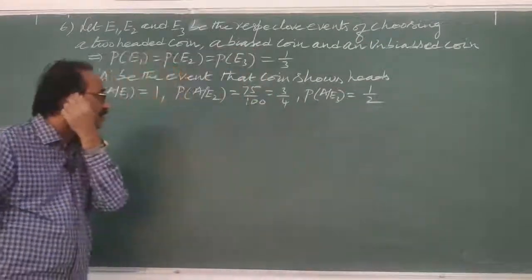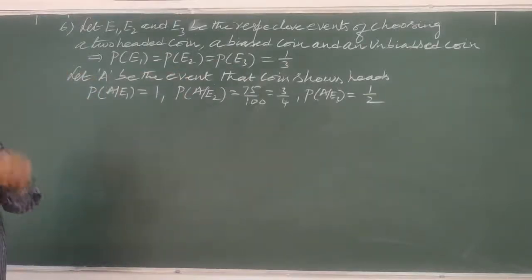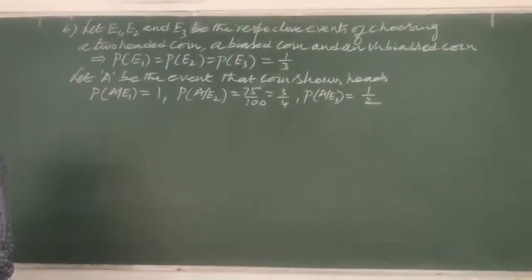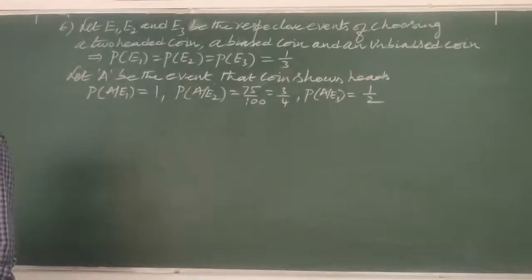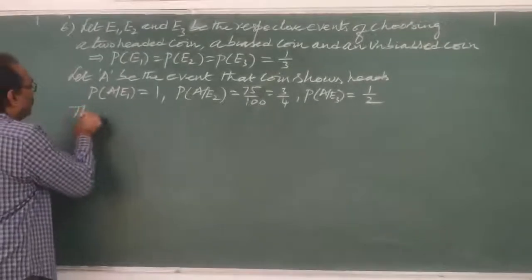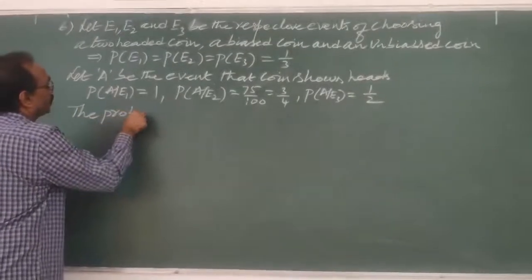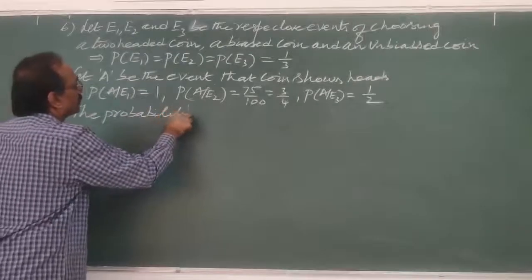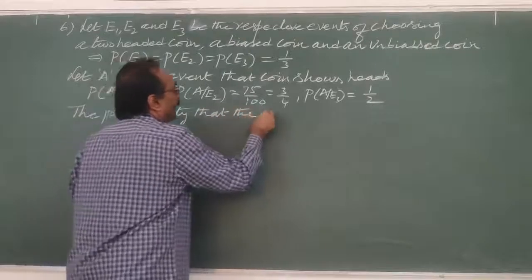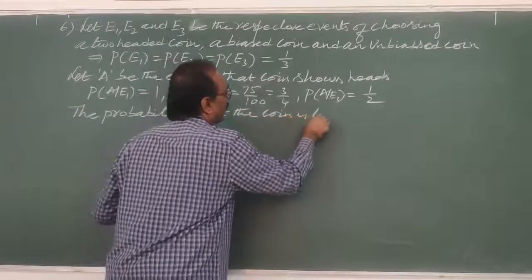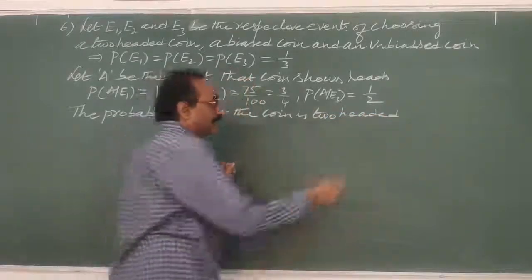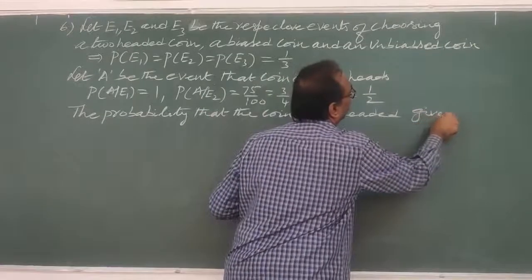Okay, my dear students, I think you understood now. P of A given E1, P of A given E2, P of A given E3. Now what is your probability? What you are asked to find out, that you write now. The probability that the coin is two-headed, given that it shows heads.